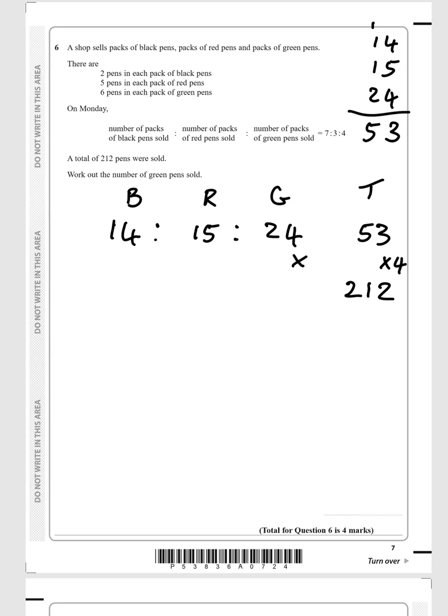So 24 times 4 is 96. So we sold 96 green pens in 16 packs, basically, 4 times 4. Okay, so 96 green pens, worked out the total, gave us 53. Needed to scale it up by 4, so hence we scaled up the 24 by 4.